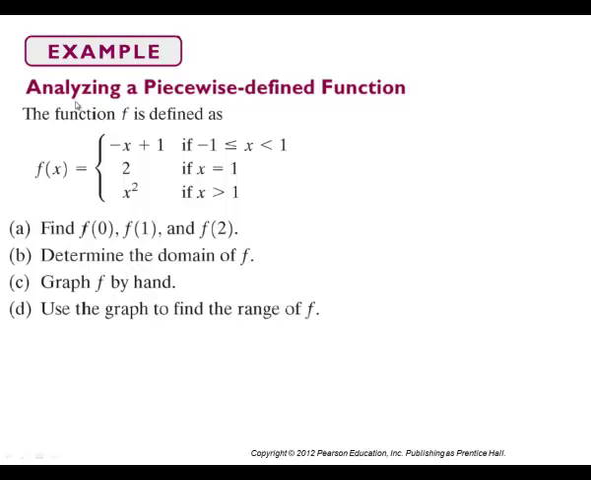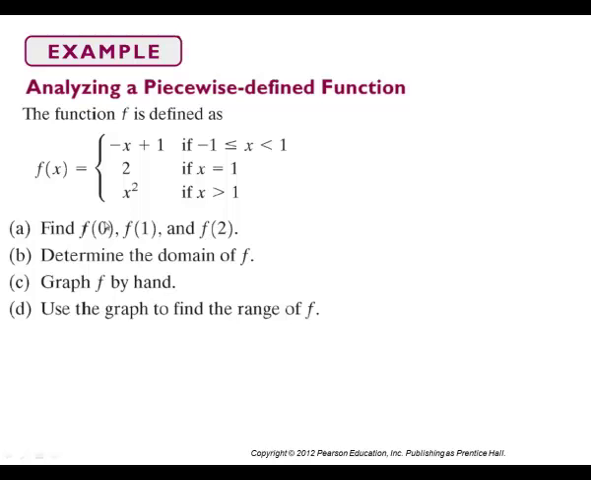Okay, so here we have a piecewise defined function, and the first graph is negative x plus 1, where x is greater than or equal to negative 1 but less than 1. And then the other one is f of x equal to 2, where x equals 1. Now that's just going to be a single point there. And f of x equal to x squared, where x is greater than 1. And so we want to find where f of 0 is, f of 1, and f of 2.